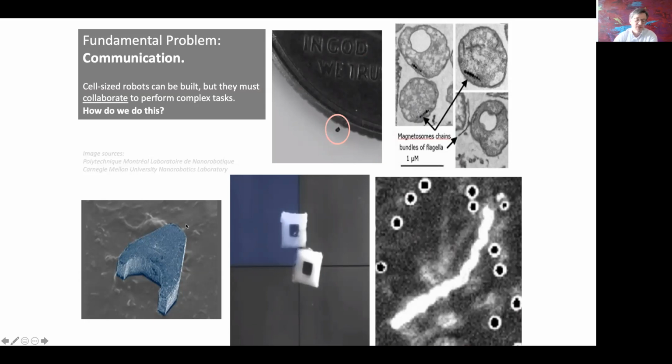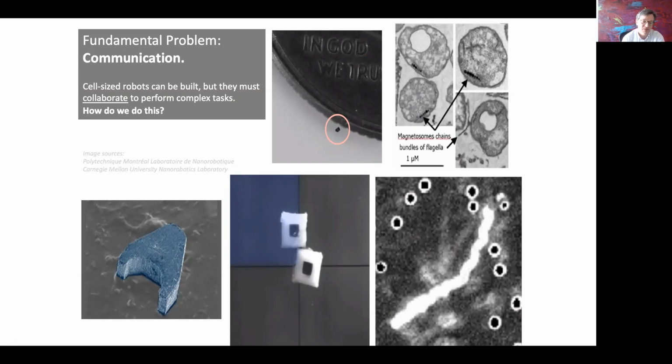We can actually get those devices into the bloodstream. That's not the hard part. The hard part is getting them to do something interesting. Getting them to cooperate in order to perform a complex task is difficult. So cell-sized robots can be built, but they must collaborate to perform complex tasks. And molecular communication was devised as a solution to the problem of how to do that.